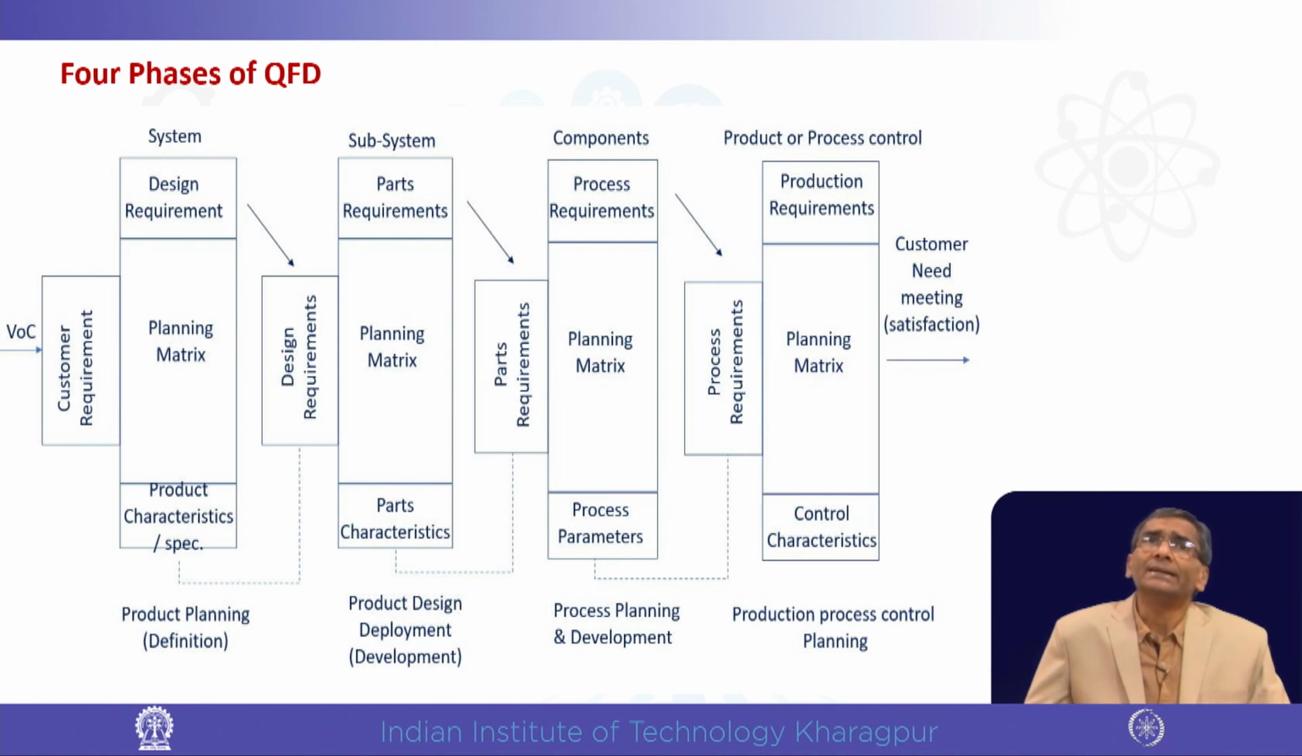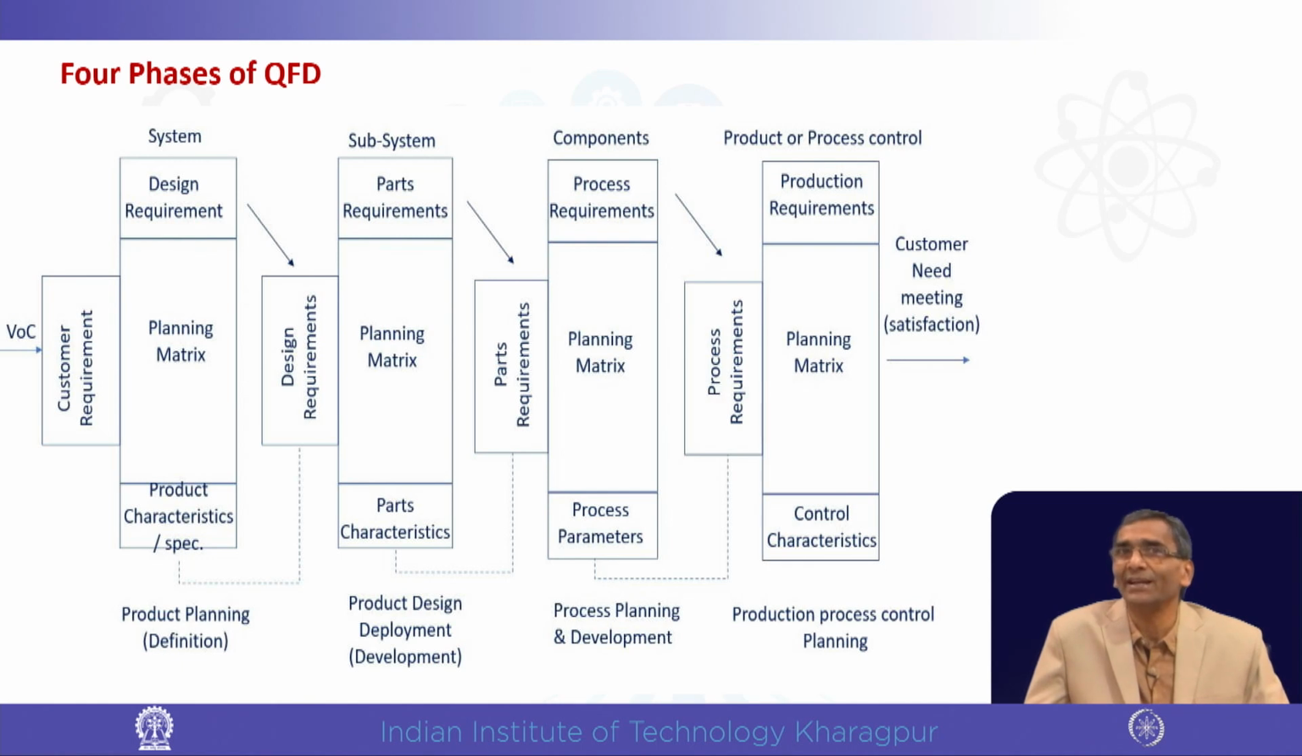Now the design requirements that we have specified by now from the first matrix will now be put on the second matrix, and then the design matrix will be attempted to be achieved through the parts requirements. So through this matrix it would give some kind of part characteristics, and like this part characteristics or part requirements will be put in the input, and the process requirements will be attempted to match, and the matrix will be formed. That matrix will give the process parameters.